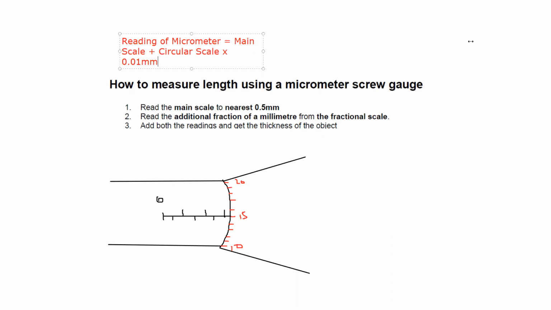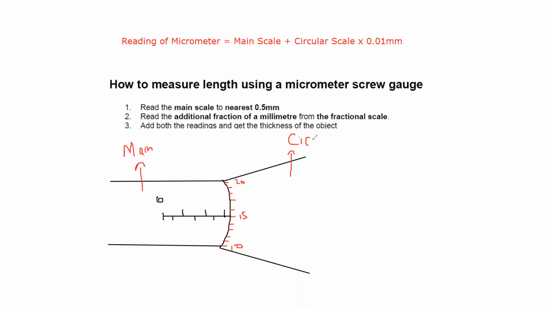So it is main scale plus circular scale times 0.01. What is the main scale reading? 50. What is the main scale reading? This is the main scale, and this one is the circular. My question is, what is the main scale reading? The main scale reading is the last point which is visible.